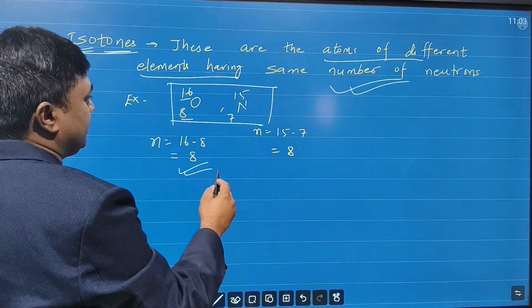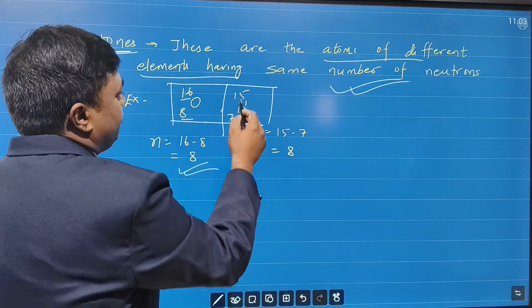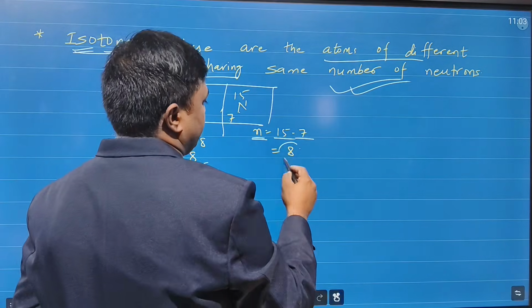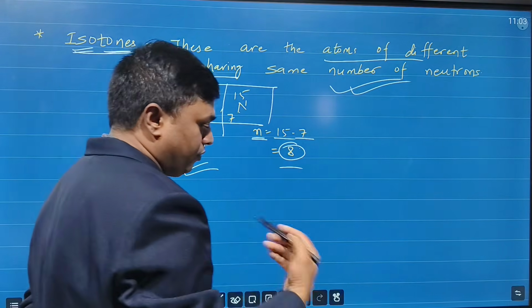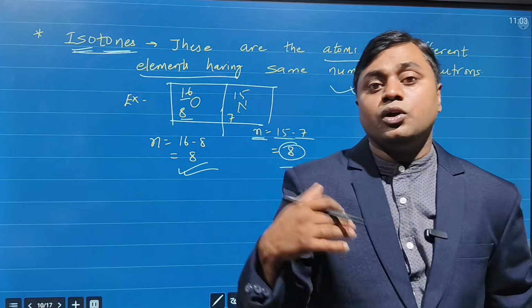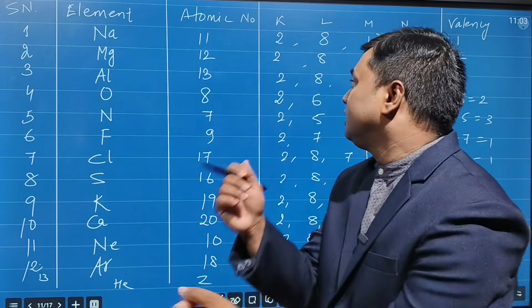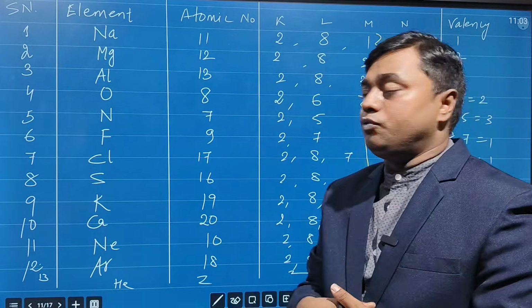What is the number of neutrons? 16 minus 8, that is 8. In case of nitrogen, 7 and 15. How many neutrons are there? Mass number minus atomic number, that is 15 minus 7, 8. So these are the atoms of different elements having the same number of neutrons. Yes or no?